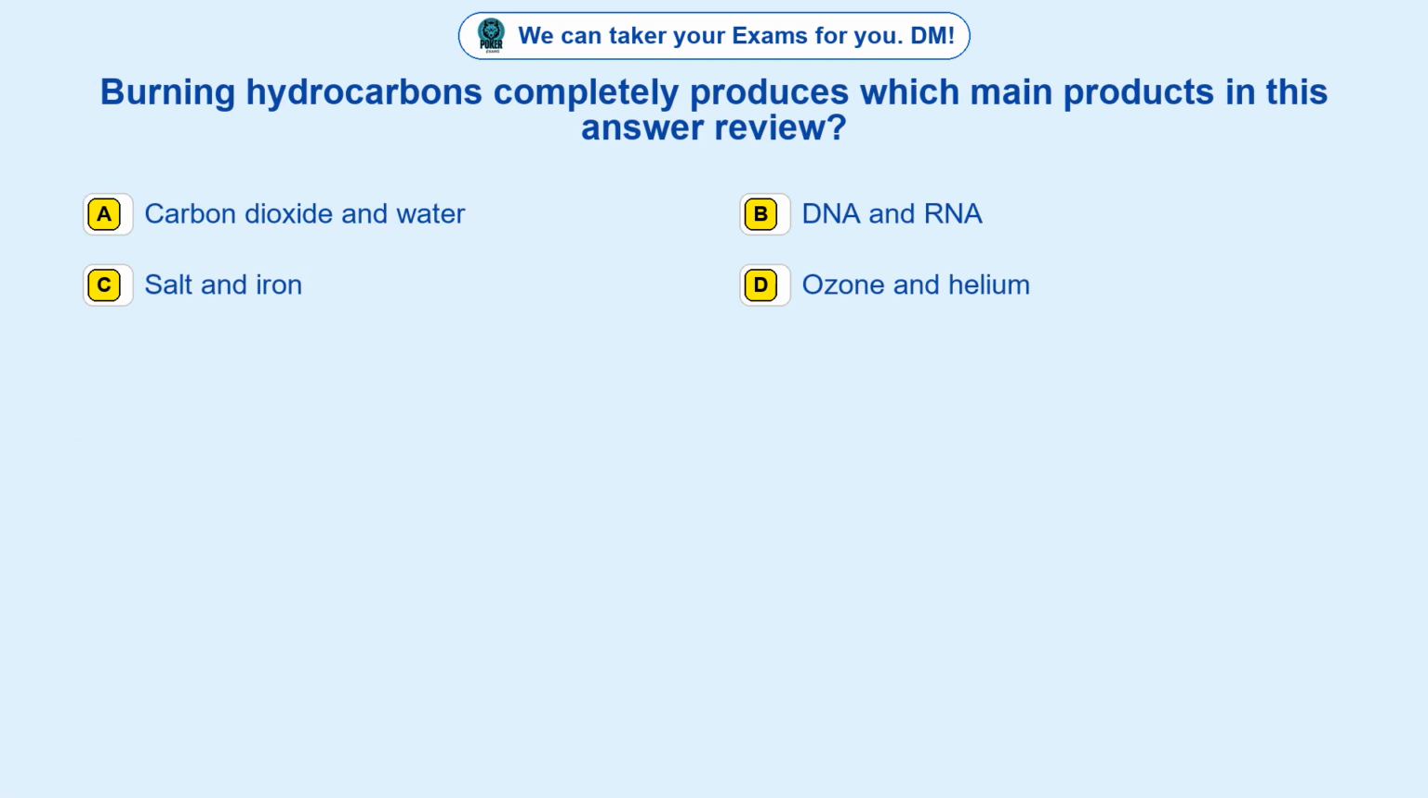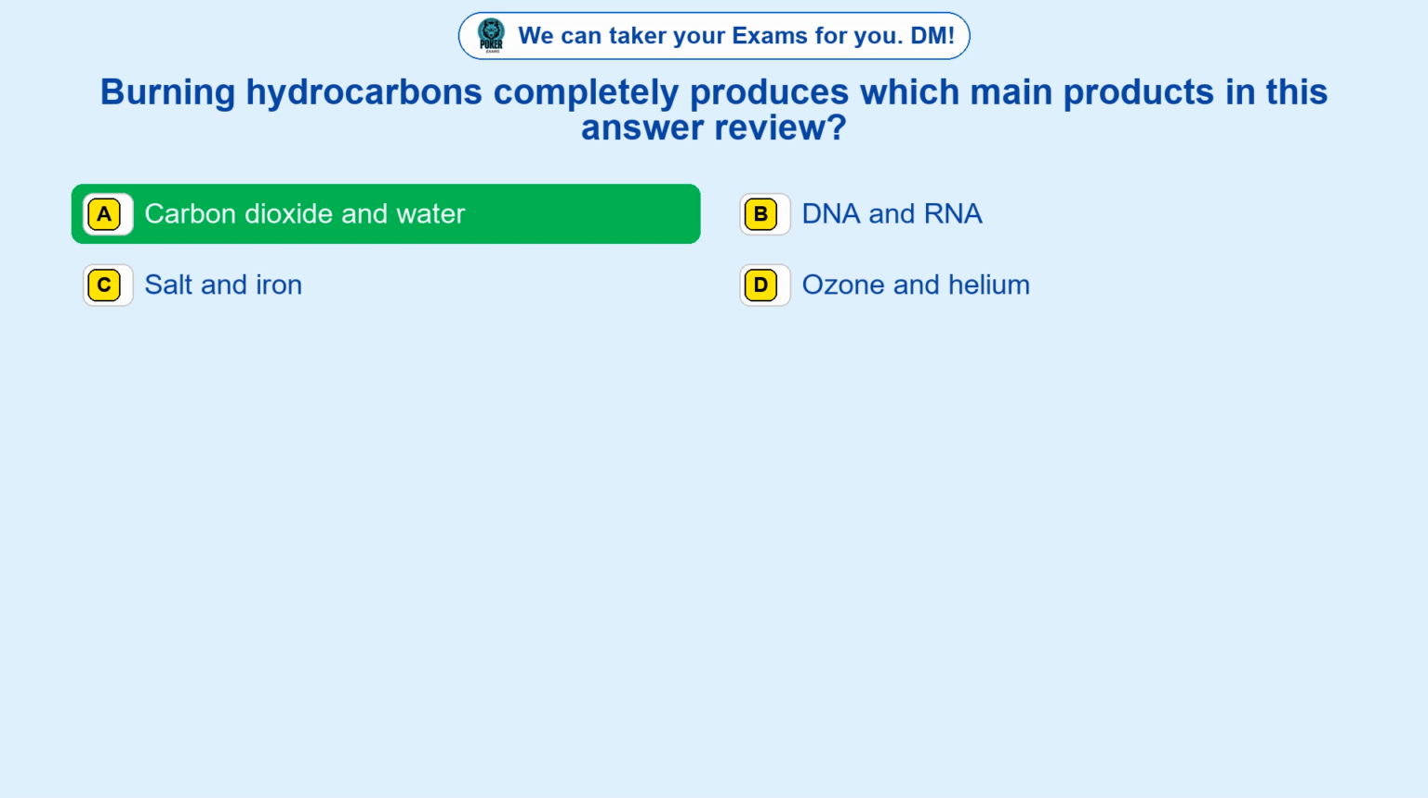Question 55. Burning hydrocarbons completely produces which main products in this answer review? Option A, carbon dioxide and water. Option B, DNA and RNA. Option C, salt and iron. Option D, ozone and helium. The correct answer is option A.